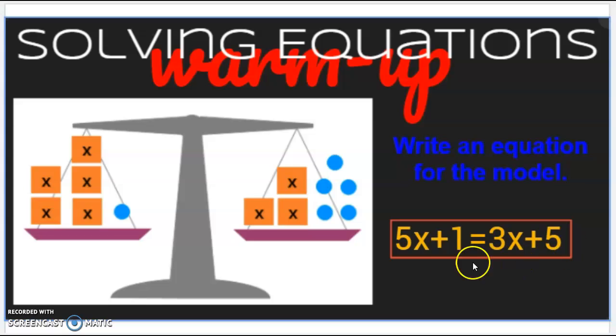The equation that you should have come up with was 5x plus 1 for the left side, because there are 1, 2, 3, 4, 5 x's plus 1 because there's one little blue dot on that side, is equal to, because the scale represents equal, right? The right-hand side where there are 3 x's, so 3x plus 5.